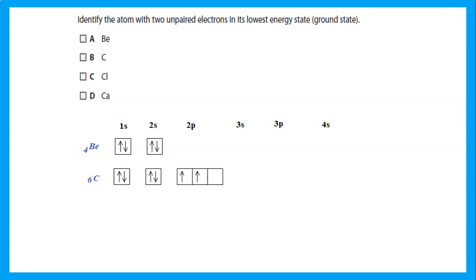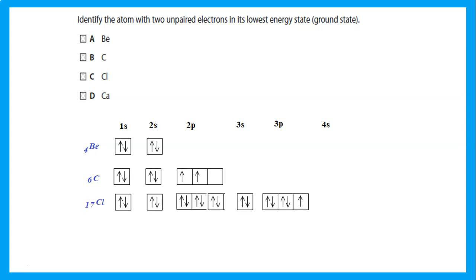What about carbon? Carbon has a total of 6 electrons. So we put 2 into the 1s, 2 into the 2s, and I'm left with 2. I need to put 1 into each orbital before I start pairing. So this is how we write it. And that means that carbon has 2 unpaired electrons. So that's actually my answer.